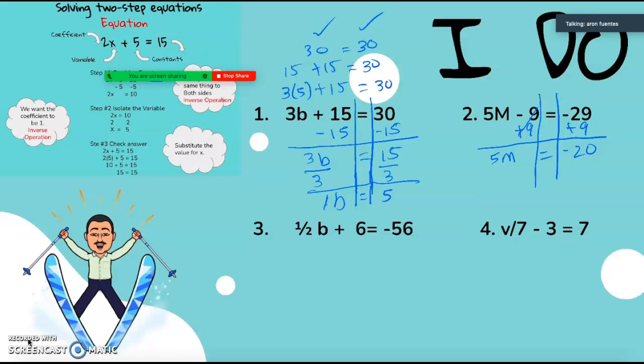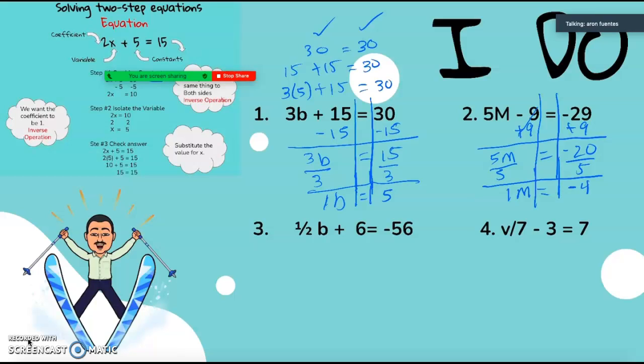Okay. Step 2 is isolate the variable, and I want my coefficient to be 1, so I have to divide by 5. And what I do to the left side, I also have to do to the right side. That gives me 1m is equal to negative 20 divided by 5, or a negative 4.